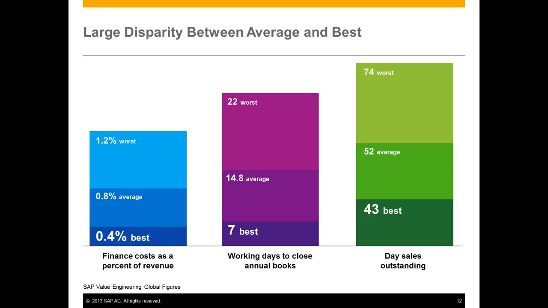with 22 showing up in the worst. And then the final one, DSO, one of those things in a very cash-strapped marketplace that everyone's looking at: we find that 52 are falling in the average, with 74 ending up in the worst. So once again, it's the ability to drive enhancements and improvements in some of these areas to truly be a greater service partner throughout your organization.